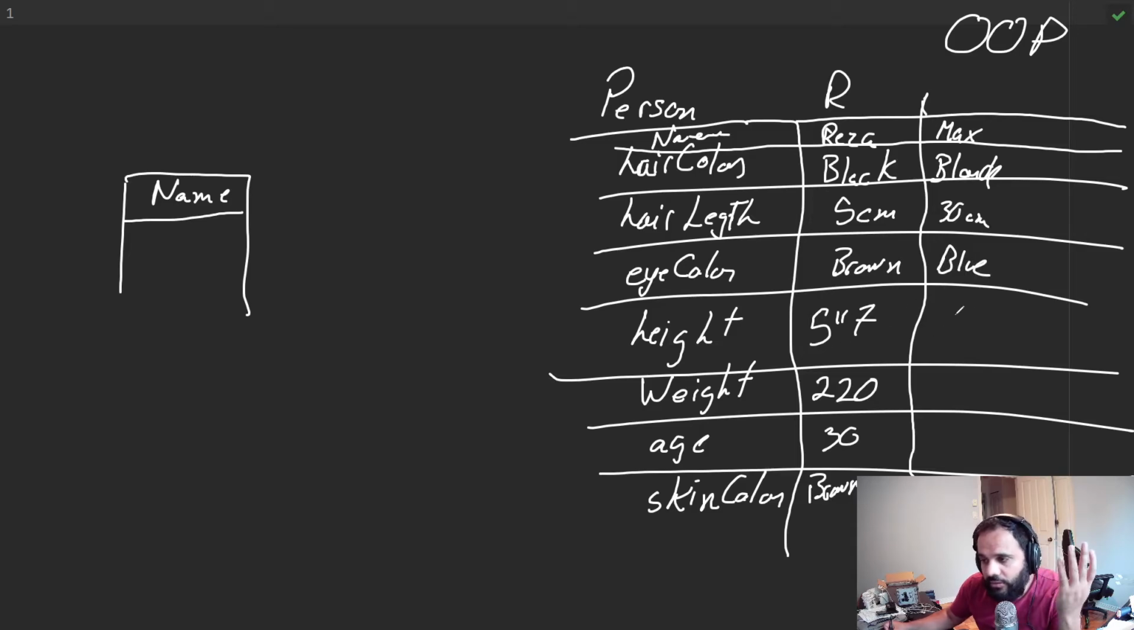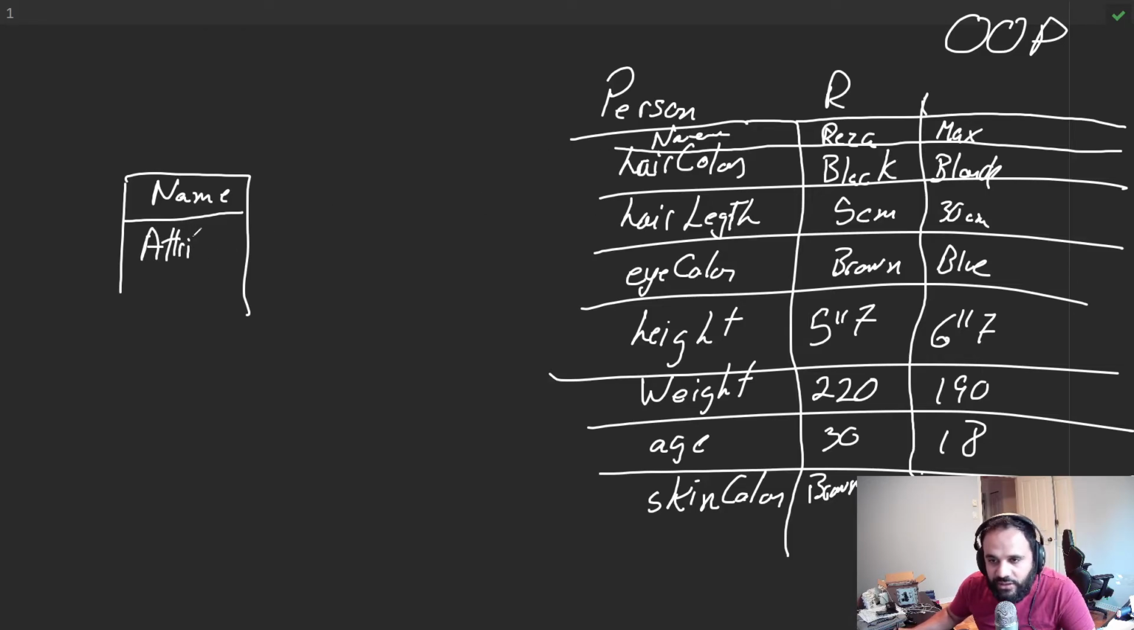Their height, they're probably 6 feet 7. I don't know. Their weight is probably less than mine, 190. Their age is probably an 18-year-old. Their skin color is probably white, etc. Now, if you look at Max and you look at me, we have different values, but we're still a person. We still have the same attributes, right? So this attribute is really important.